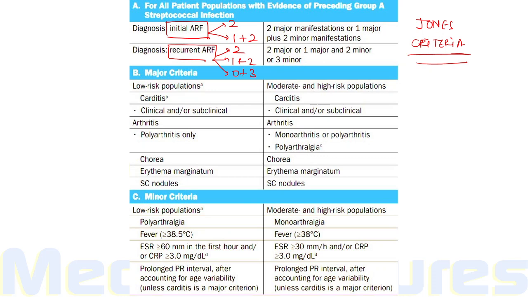So these are dependent upon the risk of population. If the low risk populations are considered, we have different major and minor criteria, and for moderate to high risk populations we have different criteria. So what is this low risk population? This low risk population is defined as the population in which the acute rheumatic fever incidence is less than 2 per 1 lakh population of school age children.